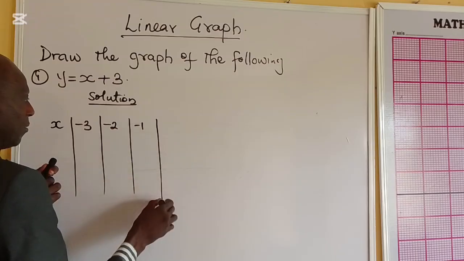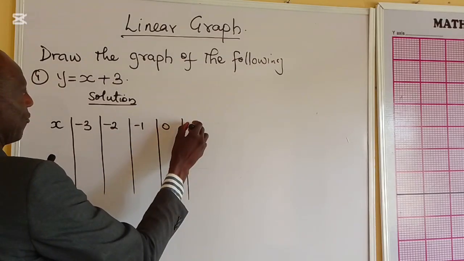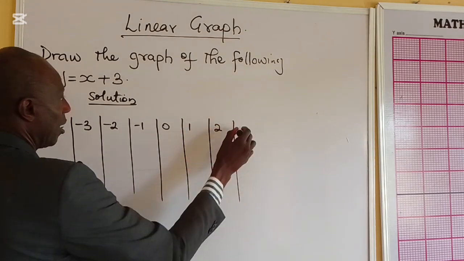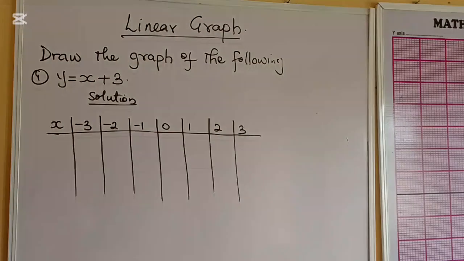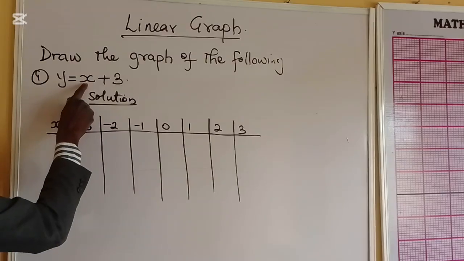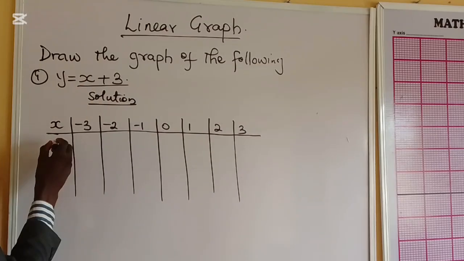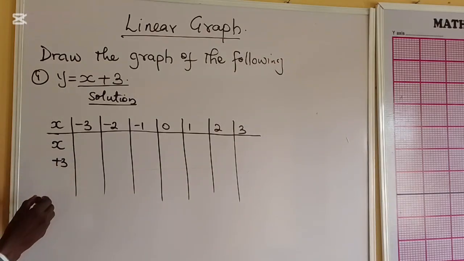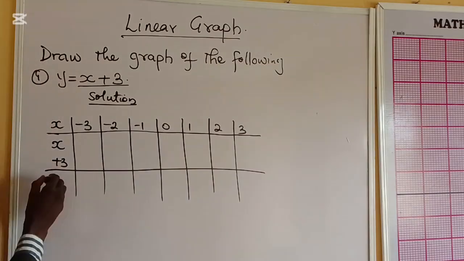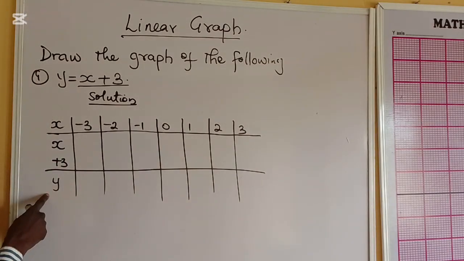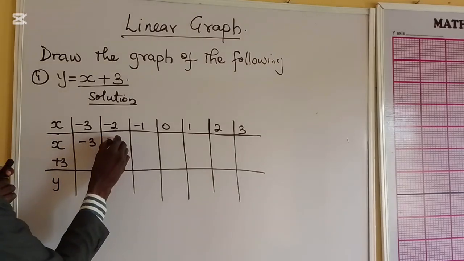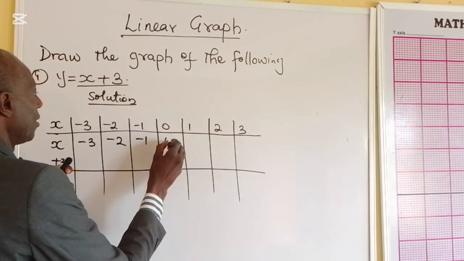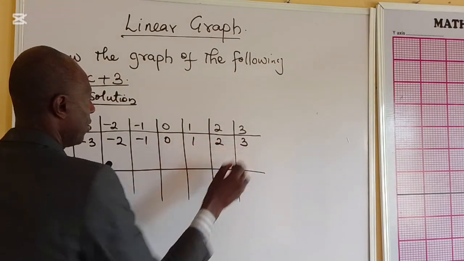Here will be minus 1. Here is 0. Here is 1. Here is 2. And here is 3. Now, you demarcate it. That is the x-axis. But before y is equal to x plus 3, we have two things there. We have x again, and we have plus 3. Then after that, we now have our y. So a math teacher can write y is equal to x plus 3, the same thing as I'm looking for y. The values of x remain the same: minus 3, minus 2, minus 1, 0, 1, 2, 3.